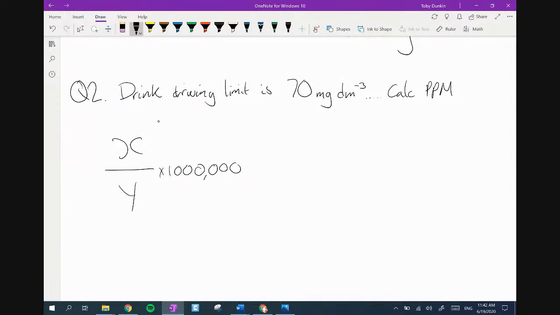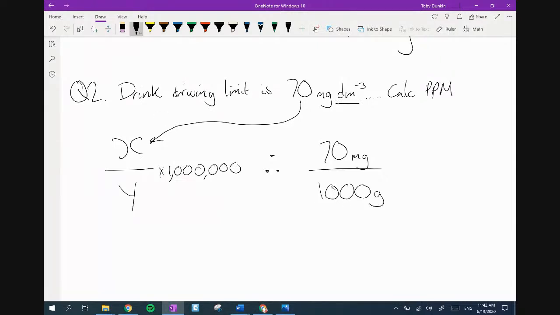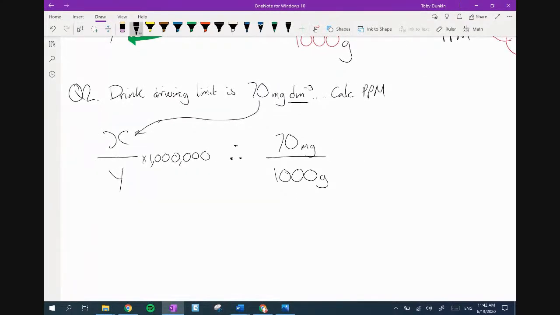So we can now input the data. 70 has been given to us. So we can therefore go, 70 milligrams over, now we know that 1 liter equals 1,000 grams. We're about to get the question wrong, aren't we? The units aren't the same. What we realize is we need to get to milligrams or grams, whichever one you want to convert.